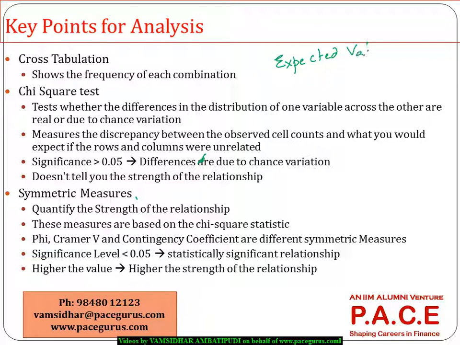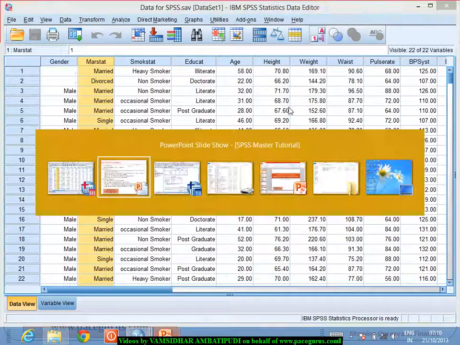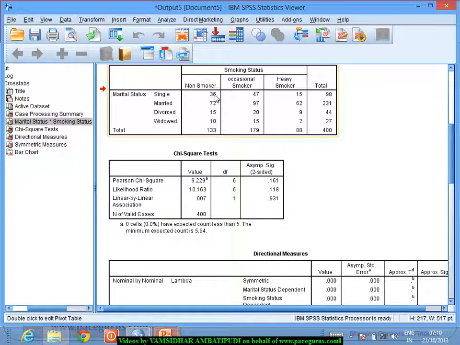And what it does as a part of expected values is, in case the proportions are uniform across all the groups, the proportions are uniform across all the marital statuses, what should be the numbers? So from that standpoint, it computes the expected, and based on those two, using some mathematical formula, it will arrive at a chi-square value along with a significance level.